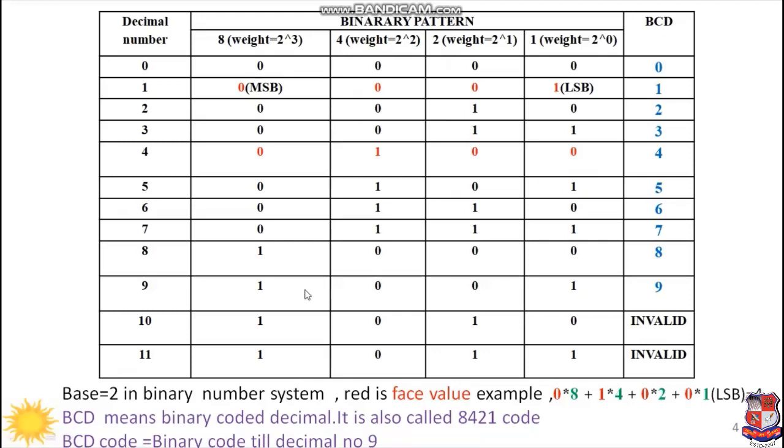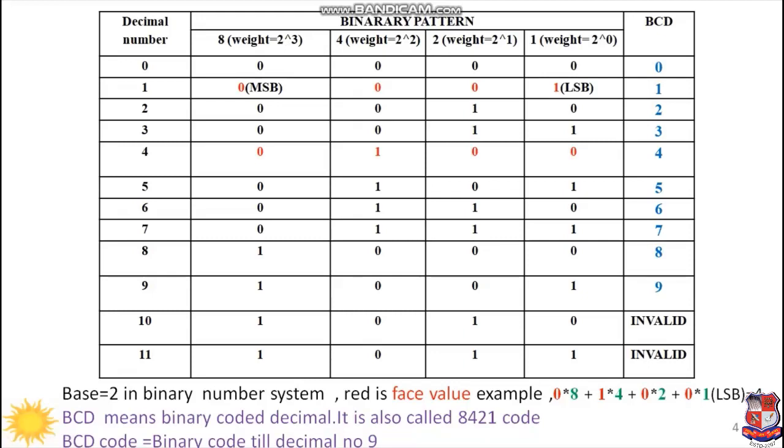Both binary and BCD are the same. For example, decimal 4 can be represented in binary as 0100, where the left bit is the MSB and the right bit is the LSB, that is the least significant bit and the most significant bit. The weight of the most significant bit is 2 to the power 3, that is 8. Then 2 to the power 2, that is 4. 2 to the power 1, that is 2. And 2 to the power 0, that is 1. So these are the weights in the binary pattern.